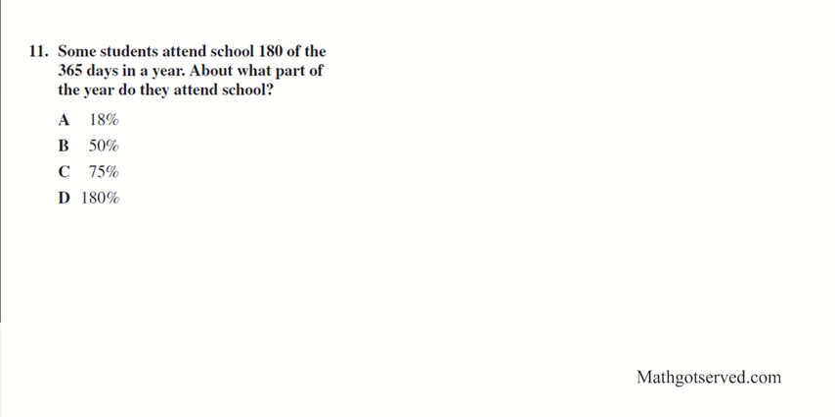All right, so some students attend school 180 of 365 days in a year. About what part of the year do they attend school? So this is a percentage problem. Let's write down what the percentage formula is. Percentage is basically going to be part divided by whole. This will give you a decimal or a fraction, and then we multiply by 100. That converts it into a percentage. All right, so this is the formula we're going to be using.